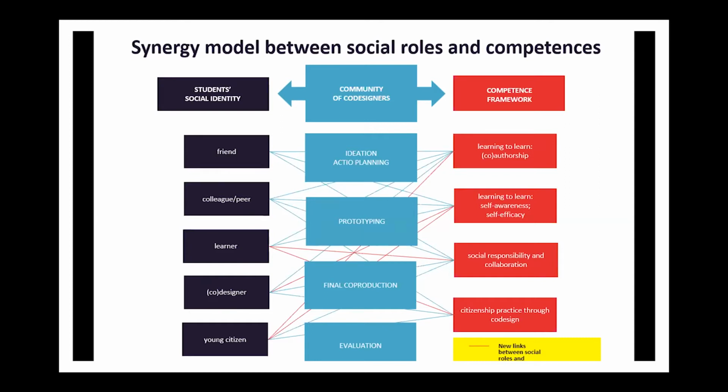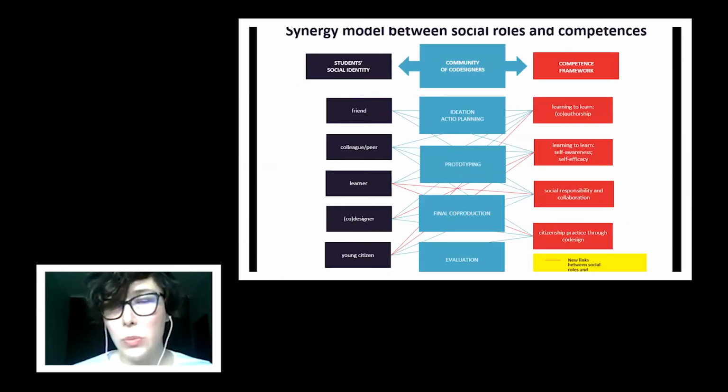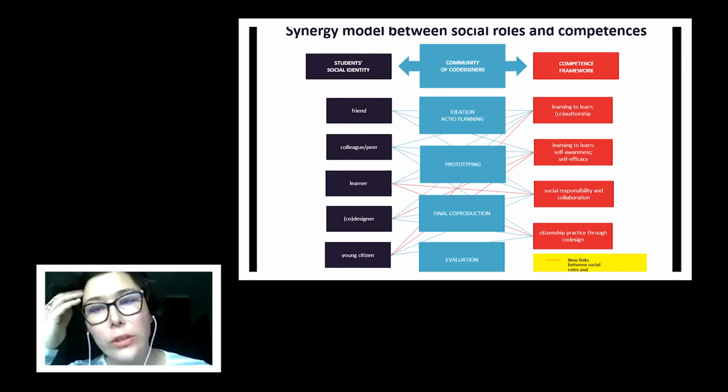On the screen on the left, you have some of the roles of students that were expressed in the process, and on the right, you have a list of competences that we wanted to address in this process. These competences were also evaluated by the students themselves and by their peers. In the middle is the process they were developing as a community of co-designers or co-learners. We could see that, for example, for them as young citizens, learning to learn and co-authorship was not an obvious link.